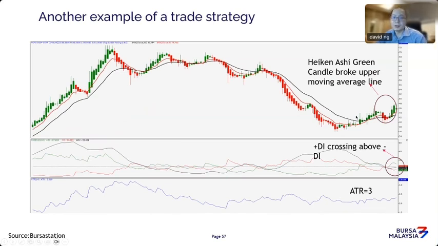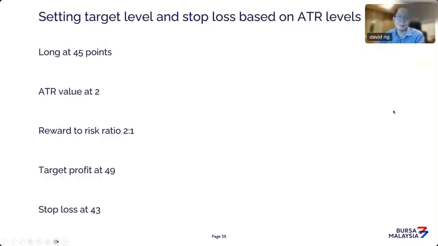So, just an example of a trade strategy here. You can see there's a green Heiken Ashi bar, the positive DI is crossing above, and the ADX value starts to increase. The ATR value is 3. So normally this is a good position for you to take a long position on the calendar spread.